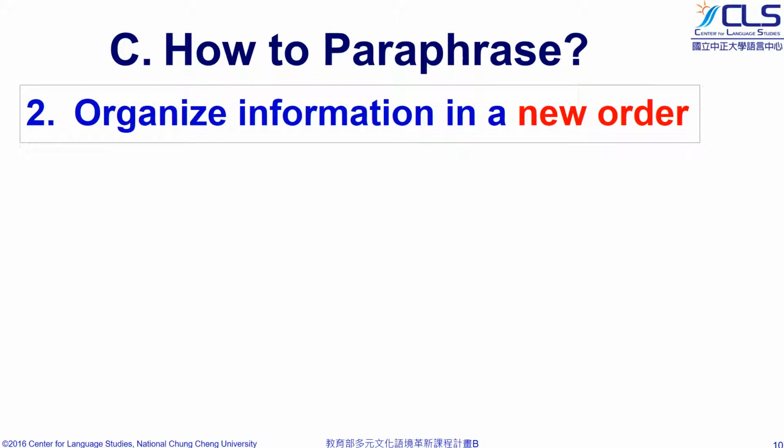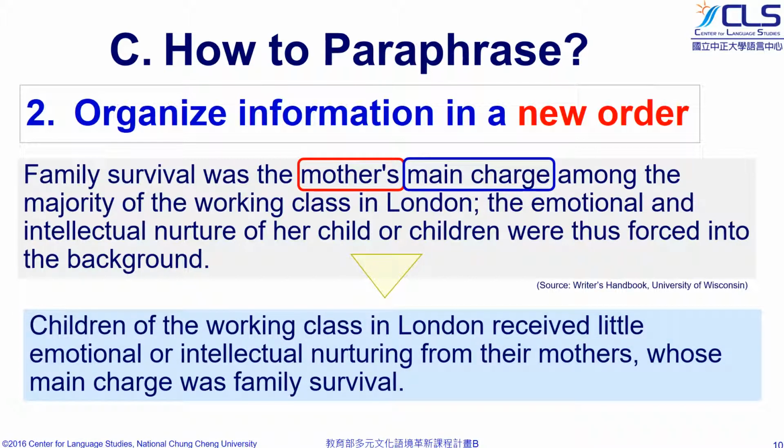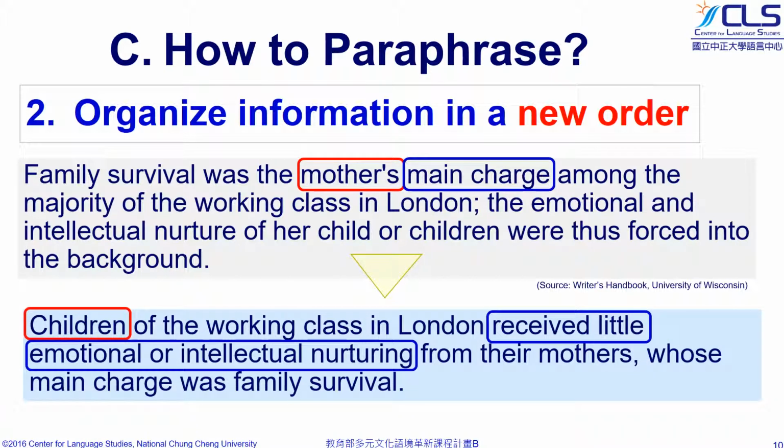The next method is to organize information in a new order. For example, the paragraph begins with the cause of a problem, the mother's main charge of family survival. But the paraphrased version is to explain the effect of the problem first.